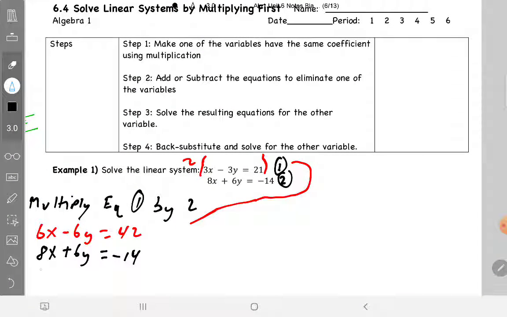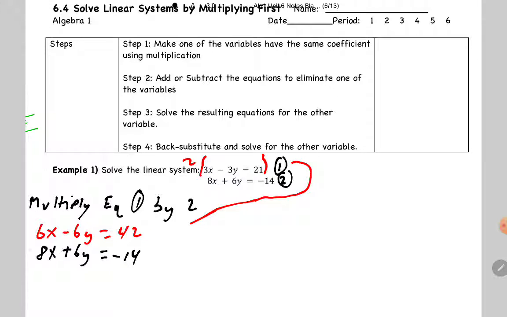Okay, now, just like the last section, we're going to add them together. So 6x plus 8x is 14x. The y's will go away. And then 42 plus a negative 14 is the same thing as 42 minus 14. So that is 28. Divide both sides by 14, and we'll get x equals 2.